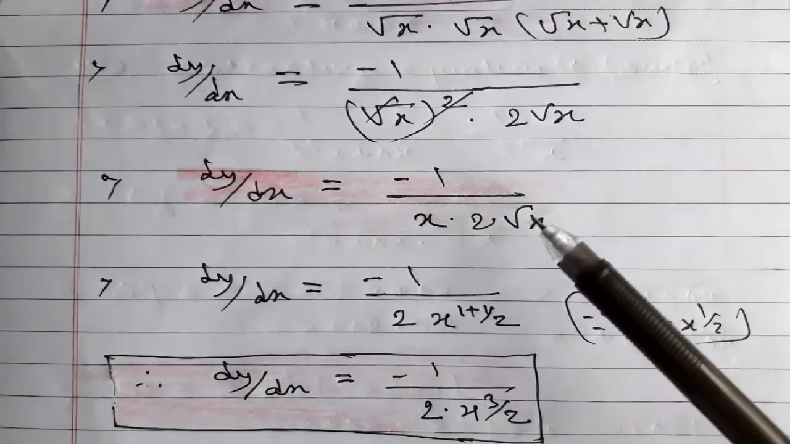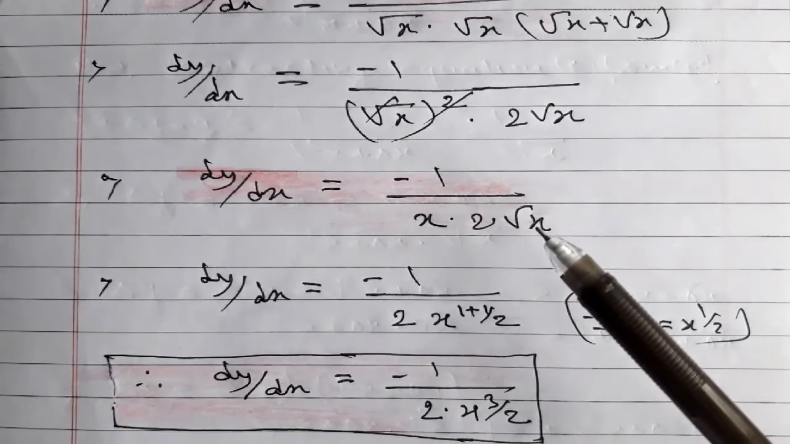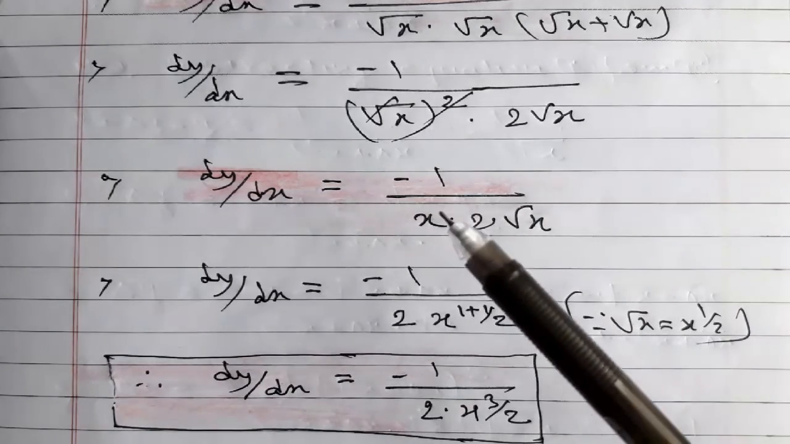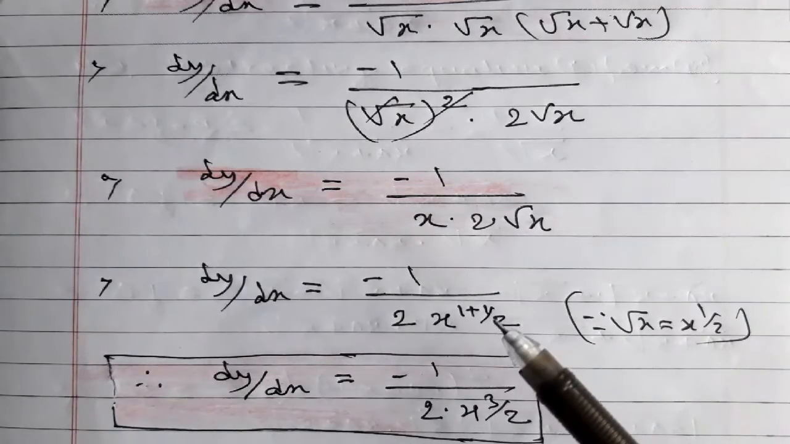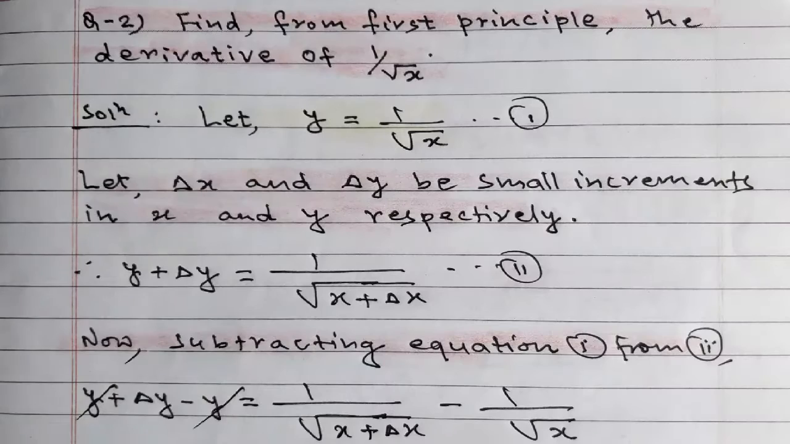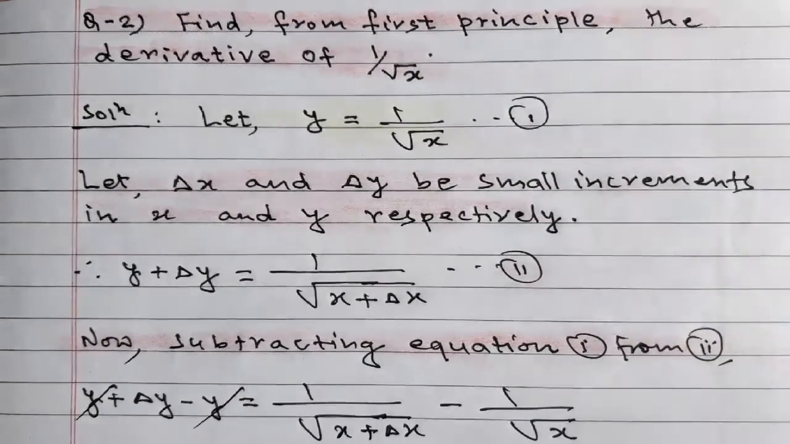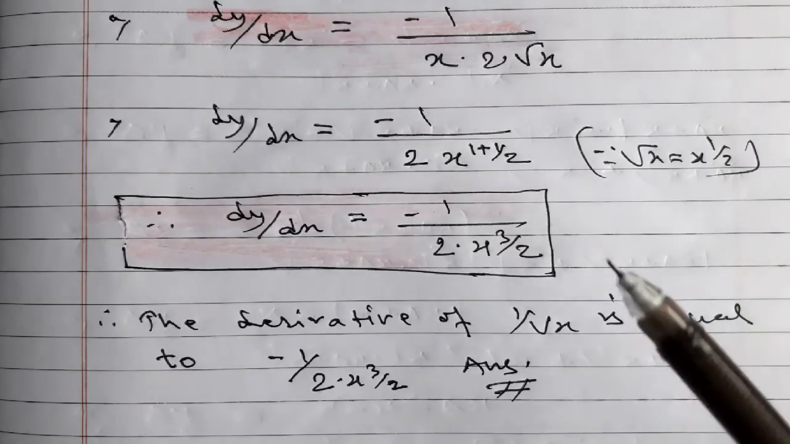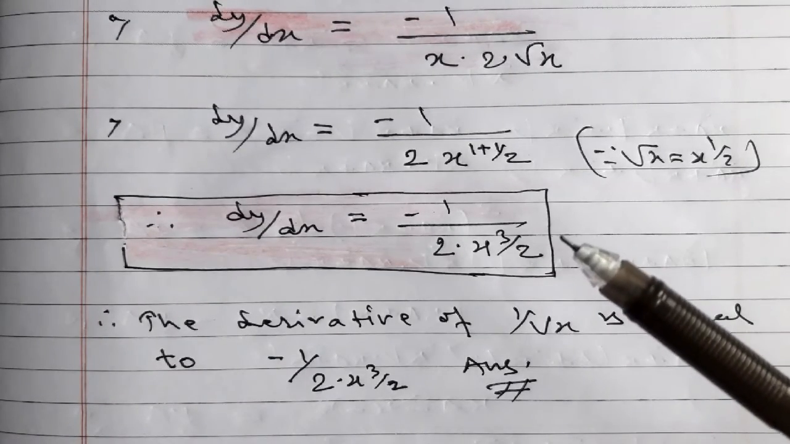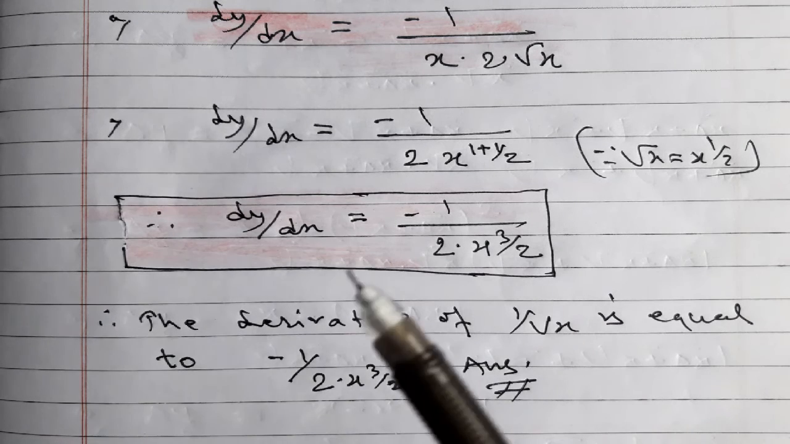Now x as it is, root x means x power 1 by 2, so multiplying x and root x, by using the multiplication rule we have to add the powers, so x power 1 and x power 1 by 2, we get x power 1 plus 1 by 2, that means x power 3 by 2. Therefore dy by dx is equal to minus 1 by 2 into x power 3 by 2. Hence the derivative of the given function y is equal to 1 by root x from first principle is minus 1 by 2 into x power 3 by 2. Therefore, the derivative of 1 by root x is equal to minus 1 by 2 x power 3 by 2, which is the required answer.